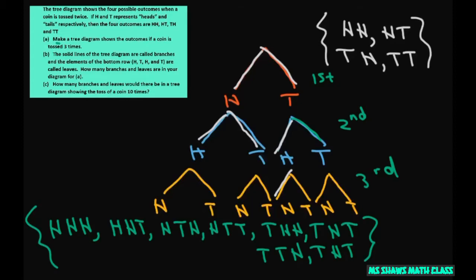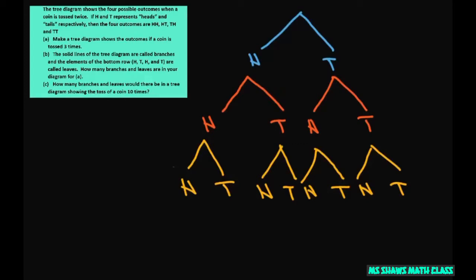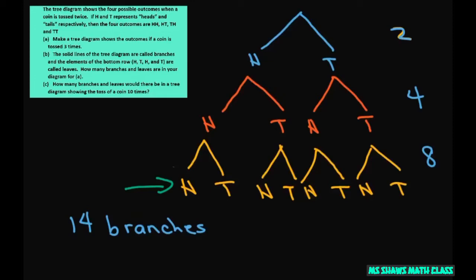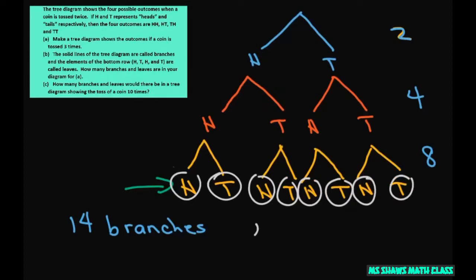Now, it says the solid lines of the tree diagram are called branches, and the elements on the bottom row are called the leaves. So we're going to state how many branches and leaves in our diagram. So there's two branches here. Let's do here. Four. And this is eight. So when you add that up, you're going to get 14 branches. And if you count these, 1, 2, 3, 4, 5, 6, 7, 8, we have 8 leaves.